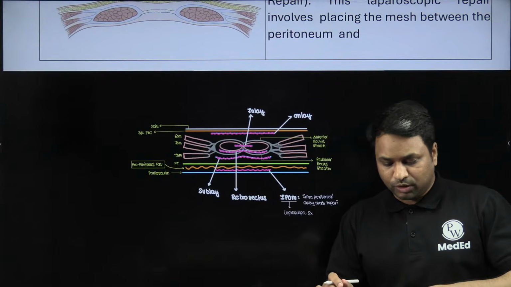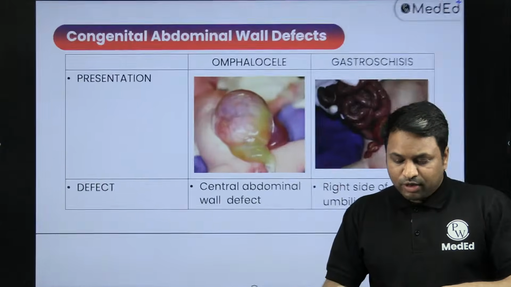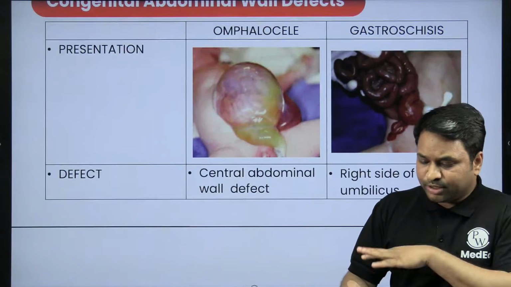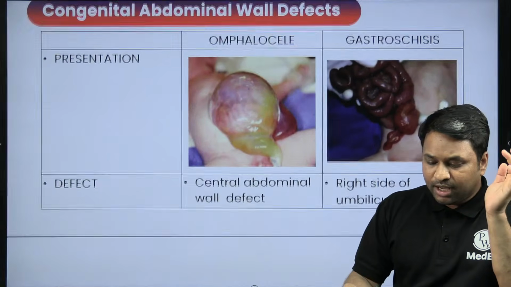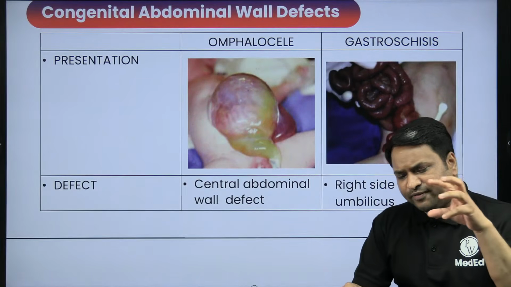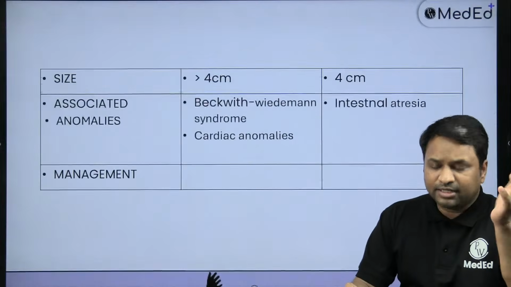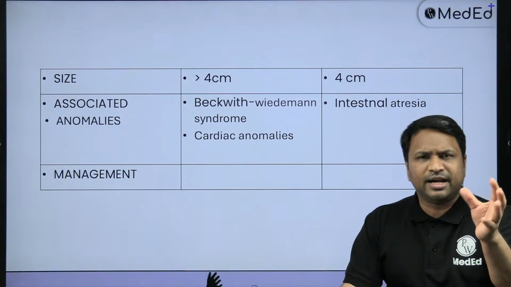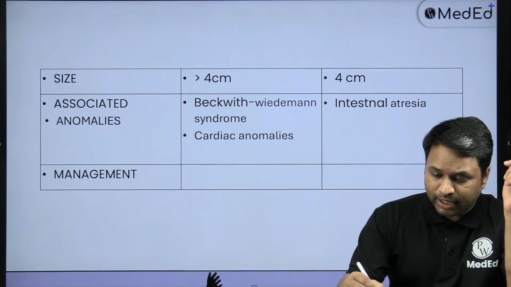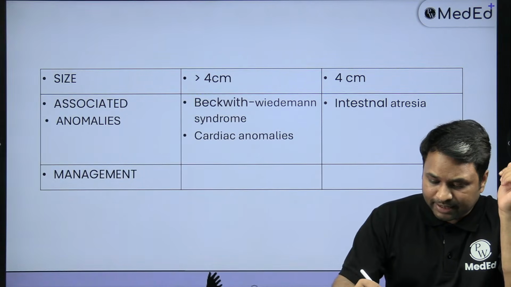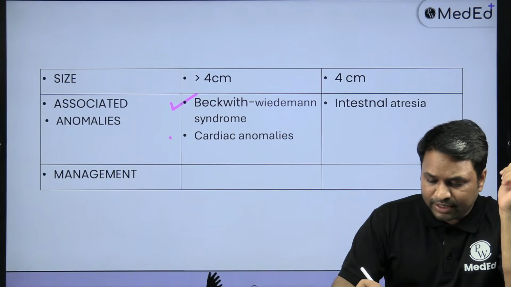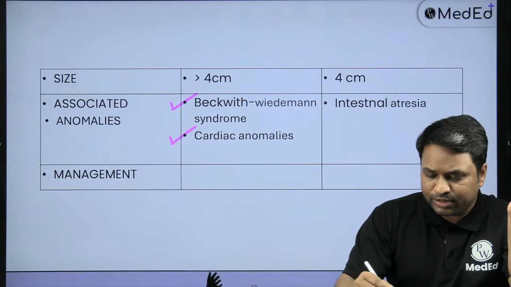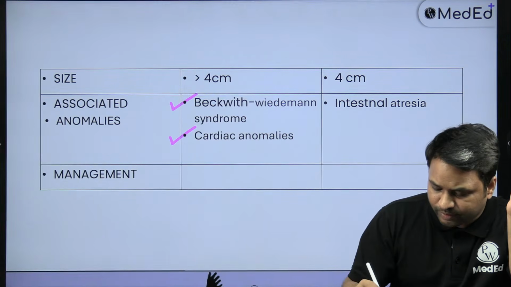Okay? Chalo. This we already discussed. If it is an abdominal wall defect covered with membrane, it is omphalocele, or if there is exposed bowel, it is gastroschisis. Omphalocele will have a central abdominal wall defect, gastroschisis slightly on the right side. The defect of omphalocele is larger, more than 4 centimeters, whereas in gastroschisis it is relatively smaller, around 4 centimeters. Two conditions associated with omphalocele are Beckwith-Wiedemann syndrome and cardiac abnormalities. The management is the same for both: reduce the content and repair the defect.